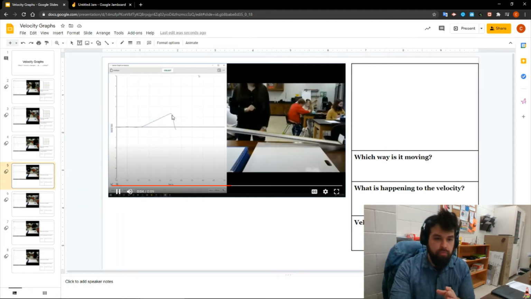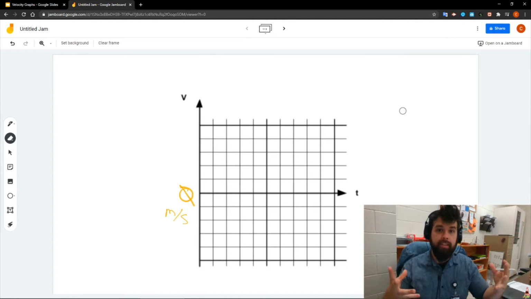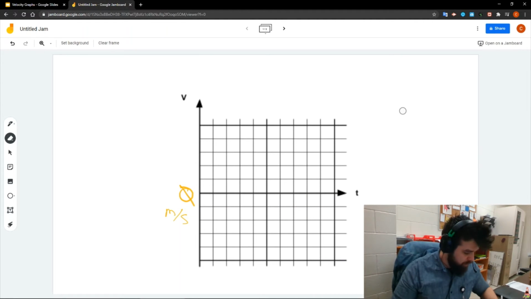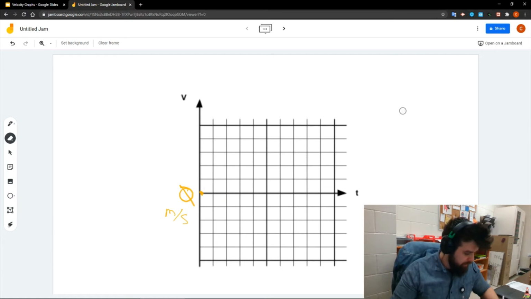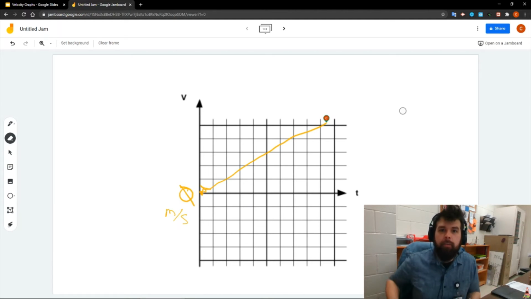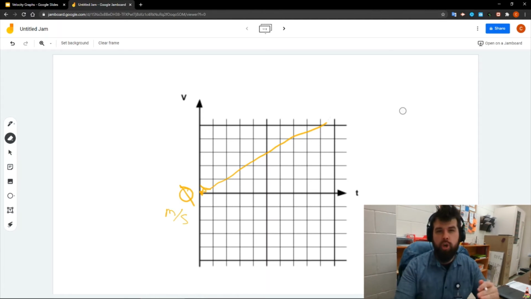Let's graph just this part that we really care about over here. So in this instance, when we were at the start, at the top of the ramp, we were at 0, but then as we went down the ramp, the velocity kept increasing upwards like that. So let's go talk about what that means in our notes.